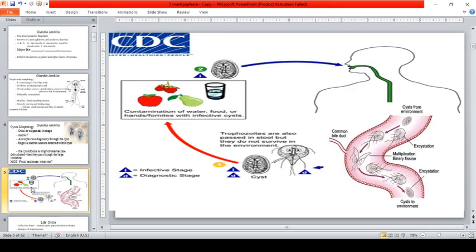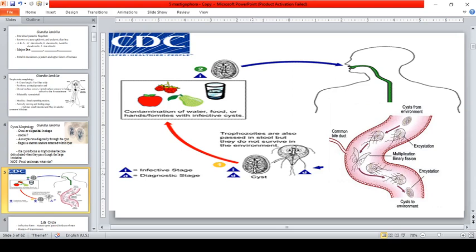So, we have here the life cycle of the Giardia lamblia. This is from the Center for Disease Control and Prevention. So as you can see here, guys, the I stands for infective stage. So this is the stage that infects other people. Okay. While the cyst and the trophozoites are the diagnostic stage. What do you mean again by the diagnostic stage? These are the stages that can be seen in samples. Okay, so body samples or body fluids.